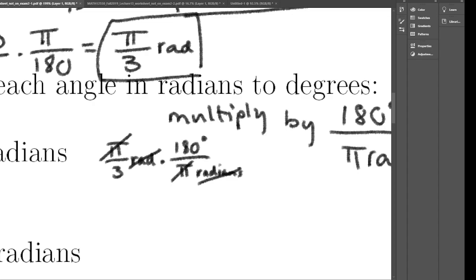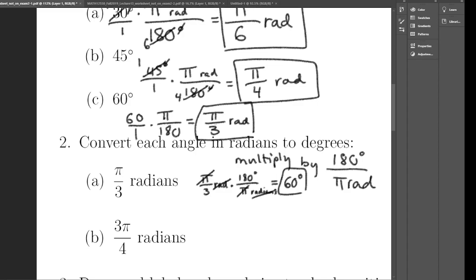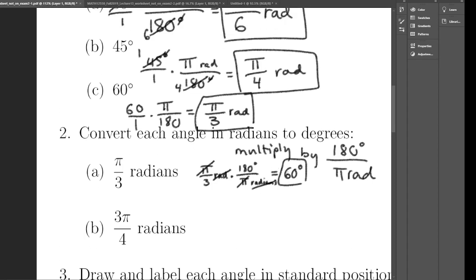And so we get 180 divided by 3, which simplifies down to 60 degrees, which makes sense because when we did this problem in reverse, we got the same answer, right? When we started with 60 degrees, our answer was pi over 3 radians. So when we start with pi over 3 radians, our answer should be 60 degrees. If you're better at converting in one direction than the other, you can always check your work by converting back.